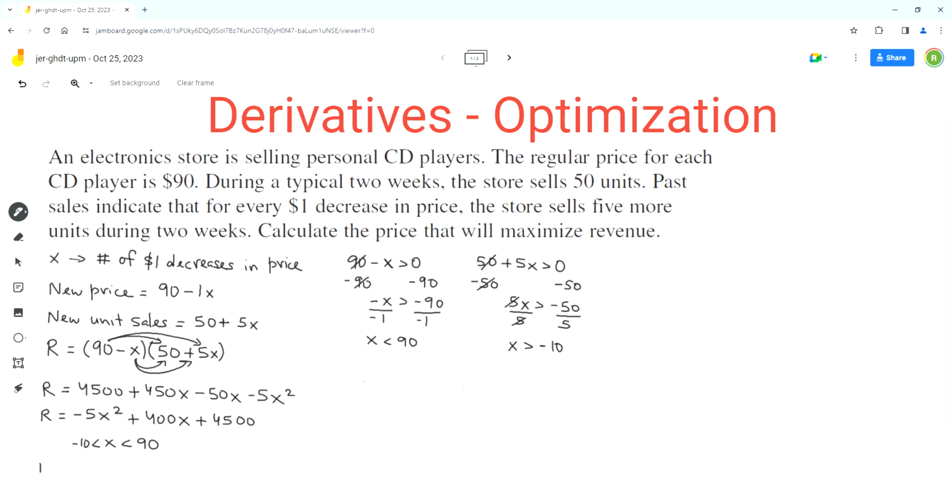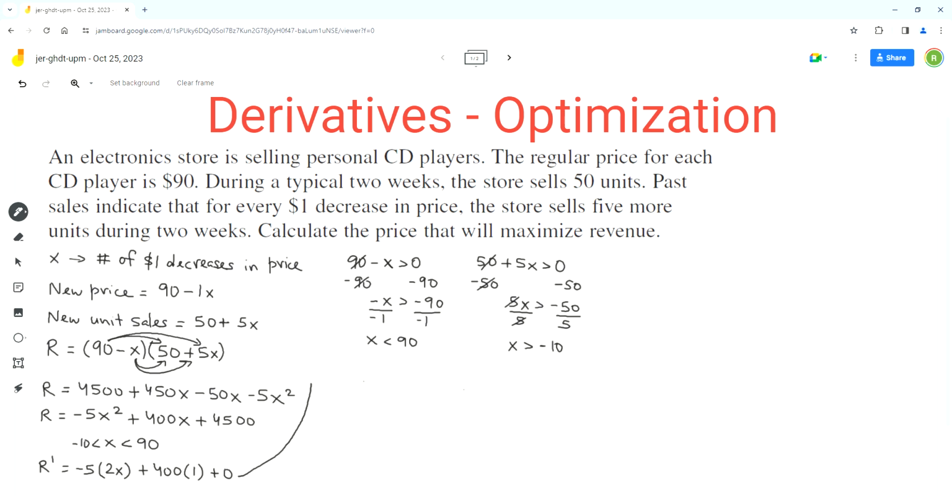So now we'll find the derivative. So r prime equals, so we find the derivative of the first term. For the first term, negative 5 is the coefficient, so it will stay as it is. And as per the power rule, the derivative of x squared is equal to 2x. Then plus, now 400 is the coefficient, so it will stay as it is. And the derivative of x is just 1. Then 4500 is just a constant, so its derivative is equal to 0.